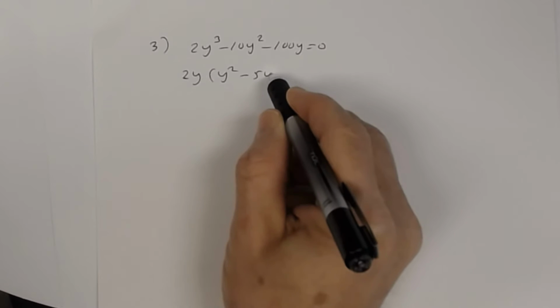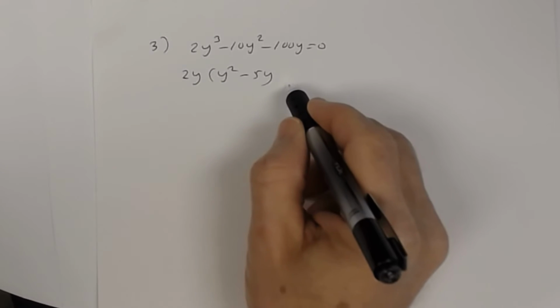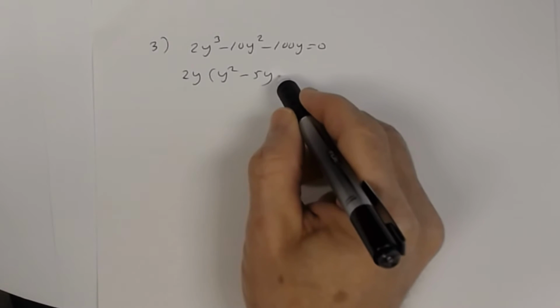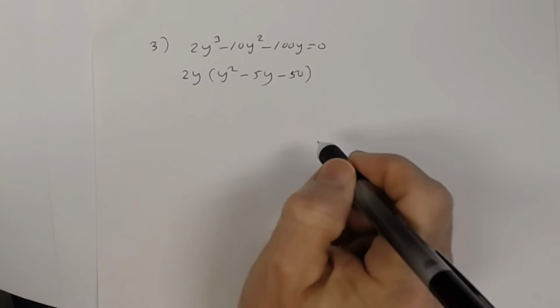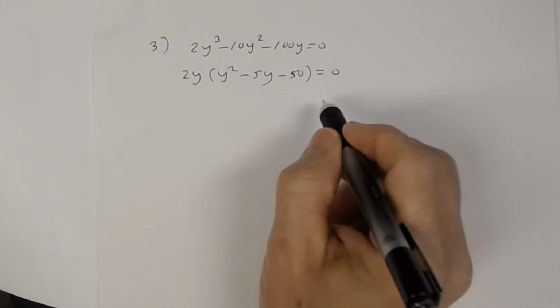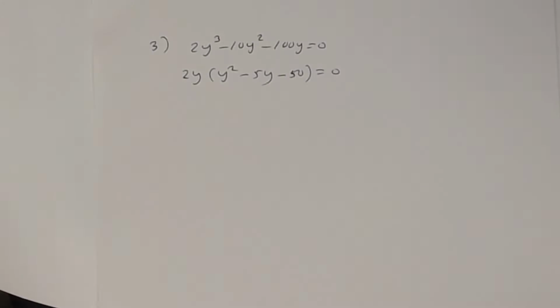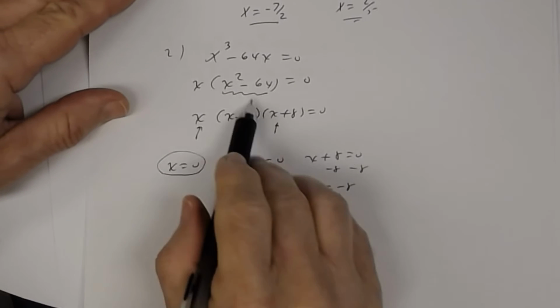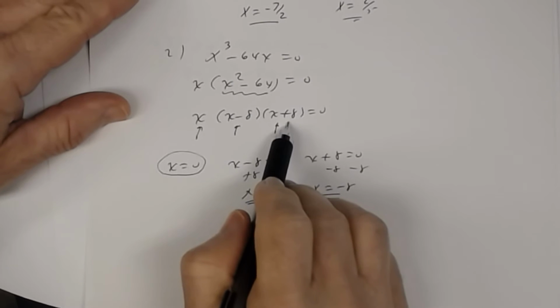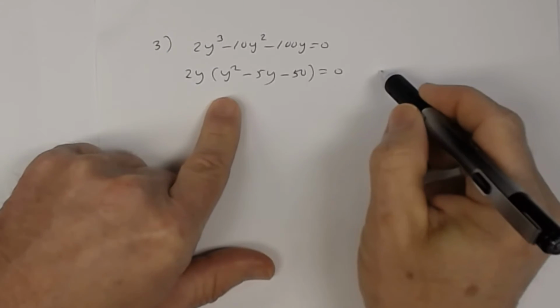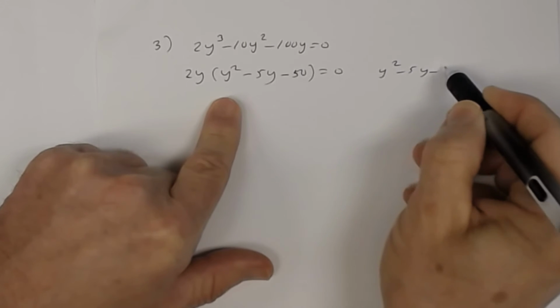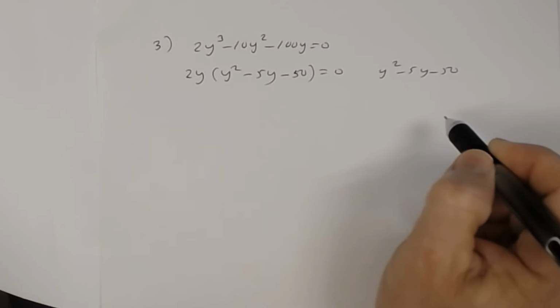2y times a negative 5y is a negative 10y squared. And then 2y times a negative 50 is a negative 100y equals 0. Now, just like we did with number 2, you must factor completely. So if you look at this trinomial right here, it can be factored. So you must go off to the side and figure out how to factor that.